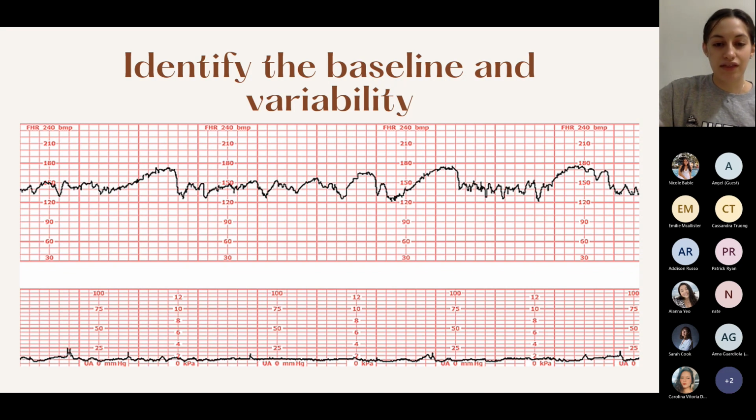And remember, we're looking at that top strip because that top strip is going to be the baby's heart rate. The bottom is the uterine contractions. And just take a wild guess too.